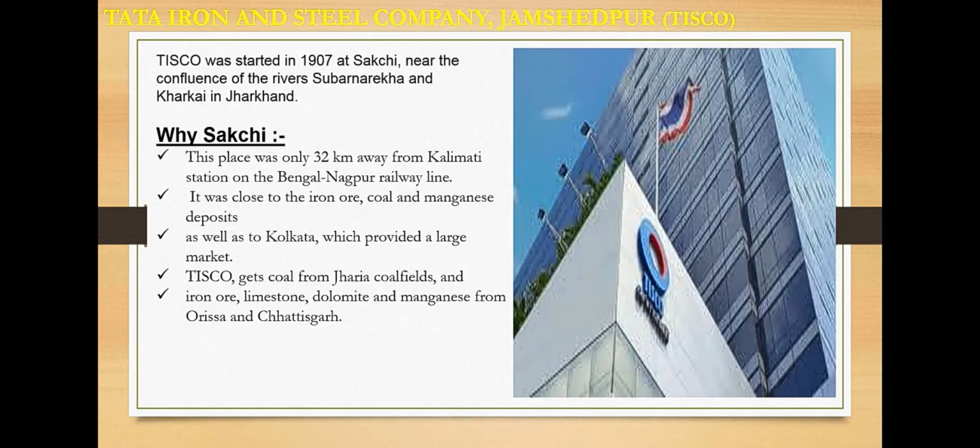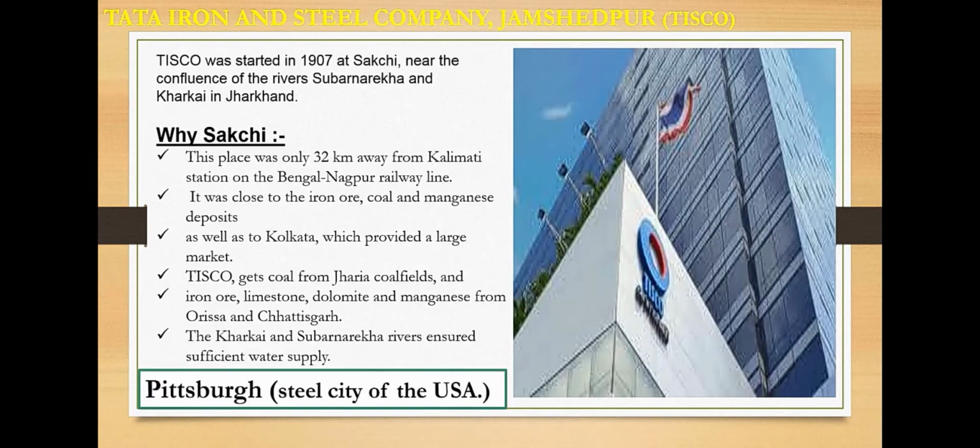Why did they choose this place? Because Sakchi is near the railway, the Bengal Nagpur railway line, at a distance of 32 kilometers, and we can get more iron ore near Sakchi. Also the market is very high nearby, Kolkata is very near. And we can find all the raw materials like limestone and iron ore near Odisha and Chandigarh. And we can get plenty of water supply from rivers like Subarnarekha near this TISCO.